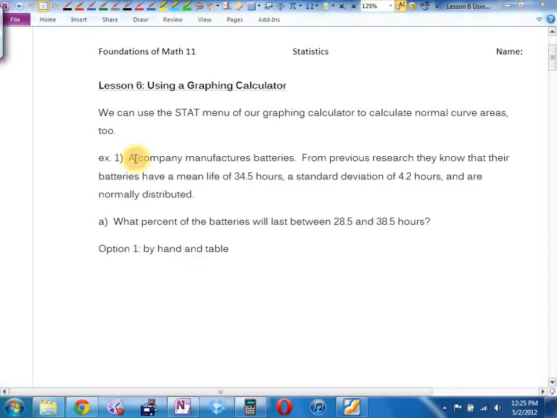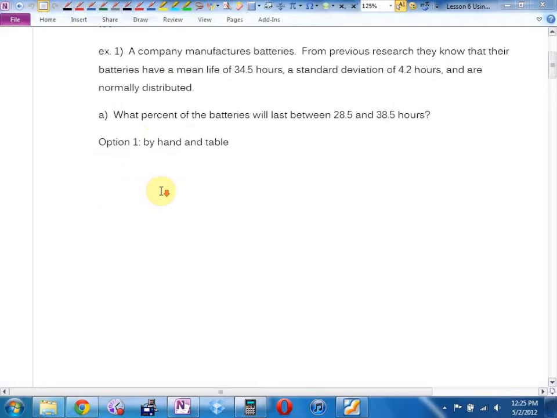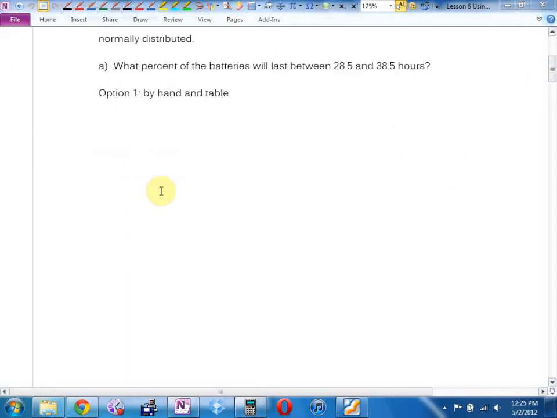Example 1 says this, a company manufactures batteries. From previous research, they know that their batteries have a mean life of 34.5 hours, a standard deviation of 4.2, and are normally distributed. What percent of the batteries will last between 28.5 and 38.5 hours? Method 1, by hand and by table. We're going to do this by hand and by table so that when we cheat and use our graphing calculator, we know we're right.